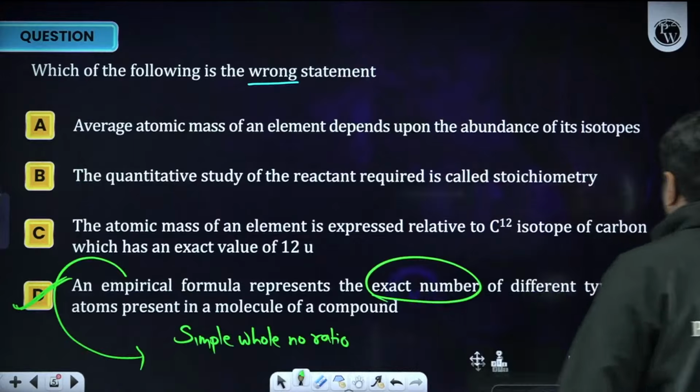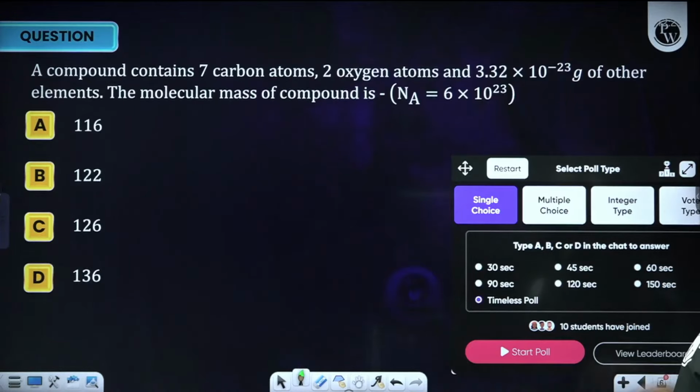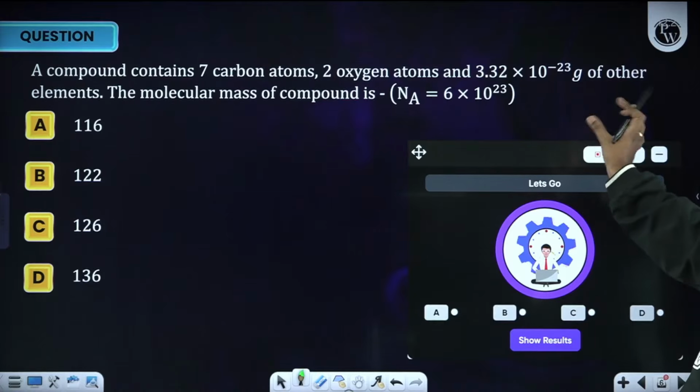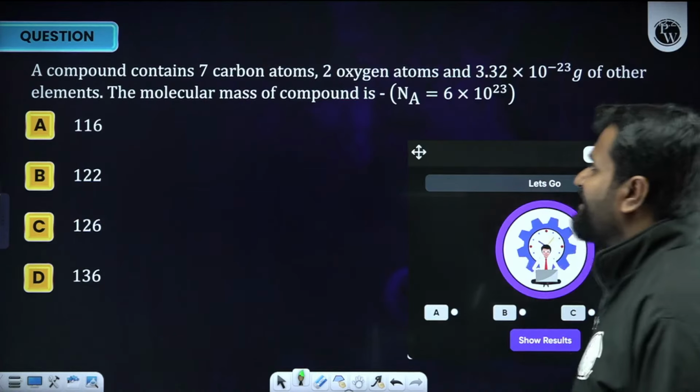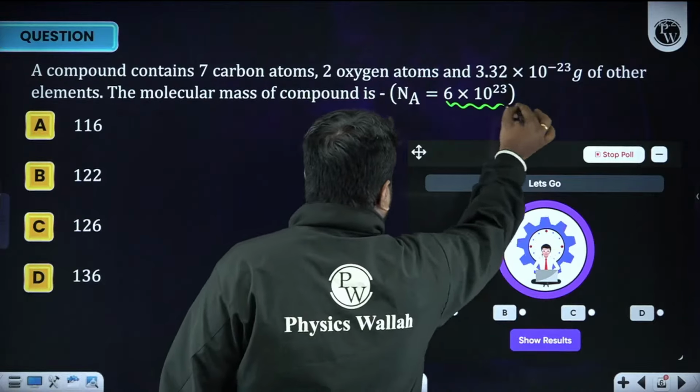Yes. Next question. A compound contains 7 carbon atoms, 2 oxygen atoms and this much gram of another element. Molecular mass of the compound? The Na value we can keep as 6 into 10 to the power 23.